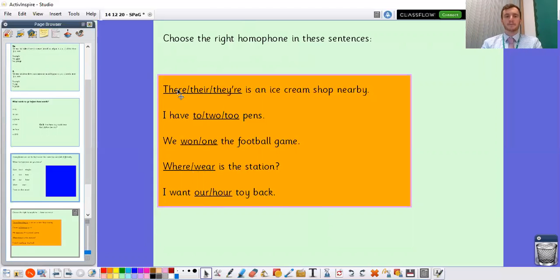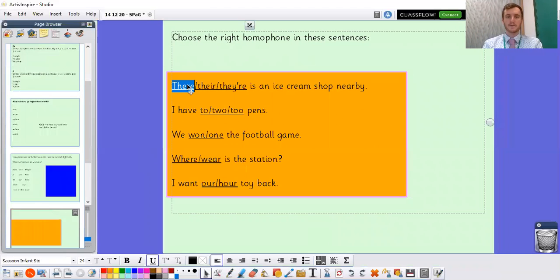Let's go through that together. The first one would be this there. There is an ice cream shop nearby. It's referring to something that is nearby, a location of it. I have 2 pens. That one refers to the number 2. Next one, we won the football game. This is one we didn't focus on just a moment ago, but that would be the number 1. This refers to winning, so it would be that one.